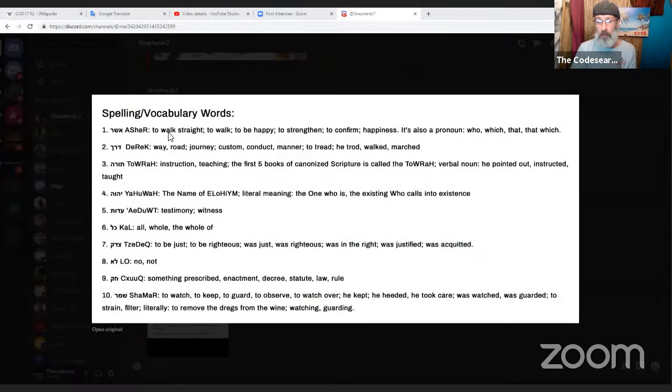Here we go. Number one is Asher. Asher is to walk straight, to walk, to be happy, to strengthen, to confirm. It's also a pronoun: who, which, that. Asher is Aleph, Shin, Resh. Number two, Derek. Derek is a way, road, journey, custom, conduct, manner, or to tread. Derek is Dalet, Resh, Kaf.